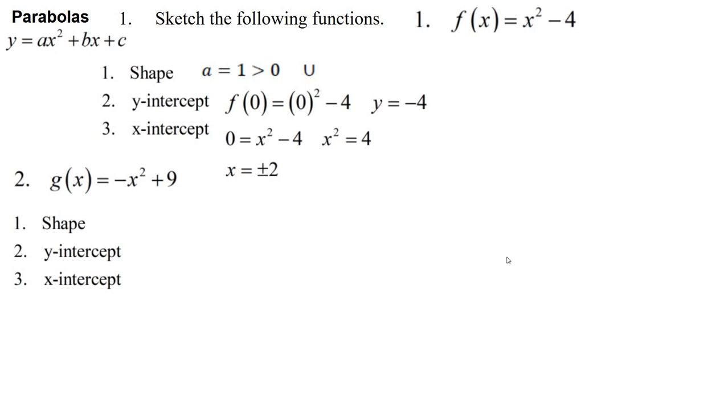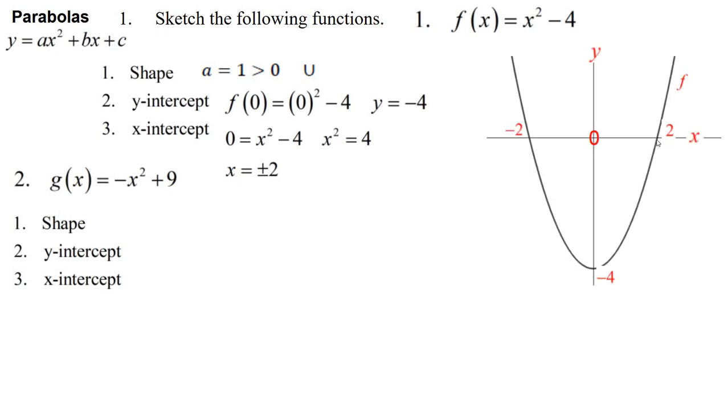Now, that's enough to sketch the graph. You've got your two x-intercepts, 2 and minus 2. You know it's shaped like this. You just put a minus 4 here. It doesn't have to be this perfect computer thing. You label it f, label the x and the y, put a 0 at the origin, and there it is. There's all your marks for sketching x squared minus 4.